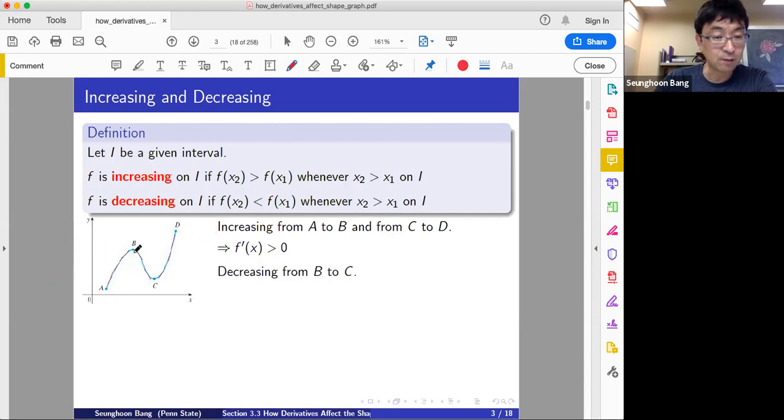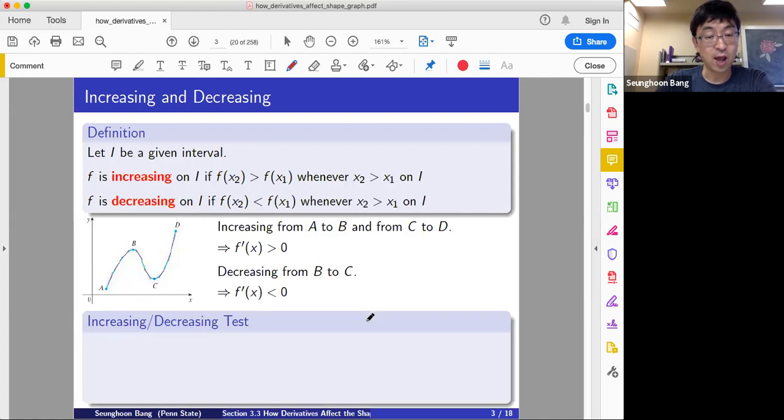For the decreasing part from B to C, what happens? f prime of x is less than 0. What's that? You can choose one point here on the decreasing part, this is x. You can draw the tangent line. What's the slope? The slope of the tangent line is less than 0. So how can you find the slope of the tangent line? f prime of x. f prime of x is less than 0. So we have this kind of result.